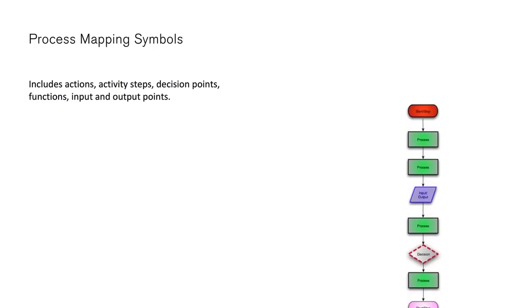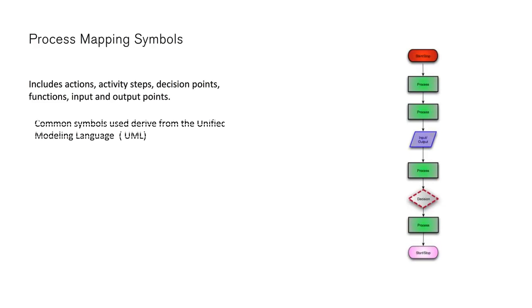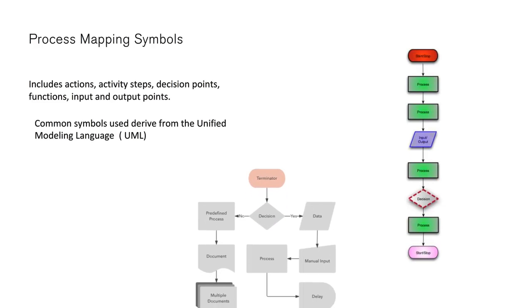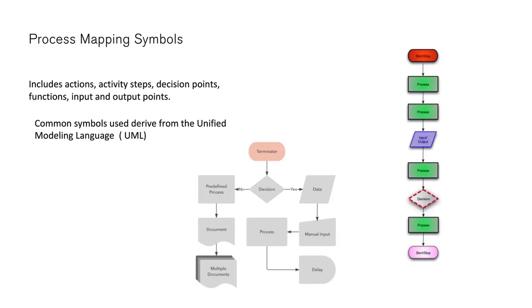Flowchart symbols include such things as actions, activity steps, decision points, functions, input and output points. Flowchart symbols themselves have not been codified, nor are some symbols correct and others wrong. But common symbols often used are derived from something called the Unified Modeling Language, or UML. What is important is consistency and understandability.